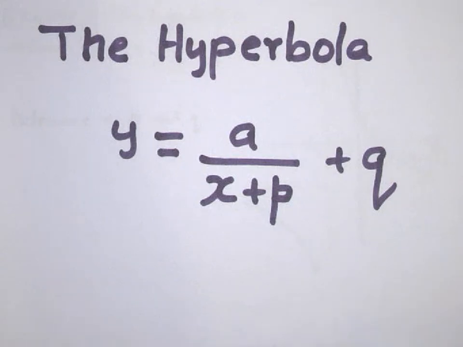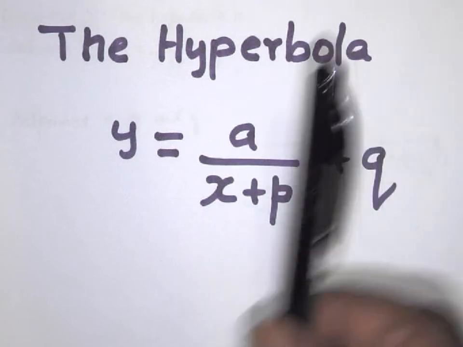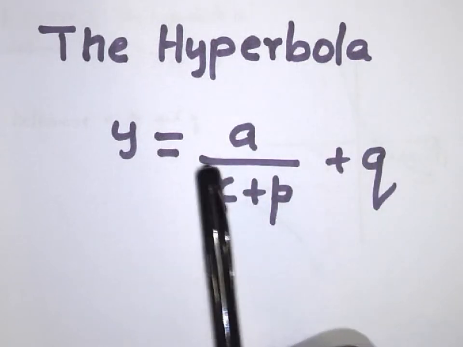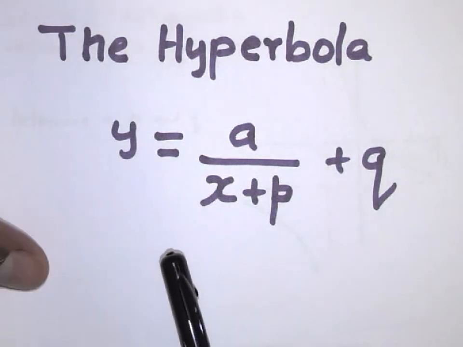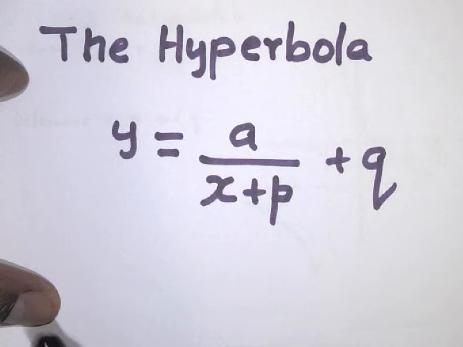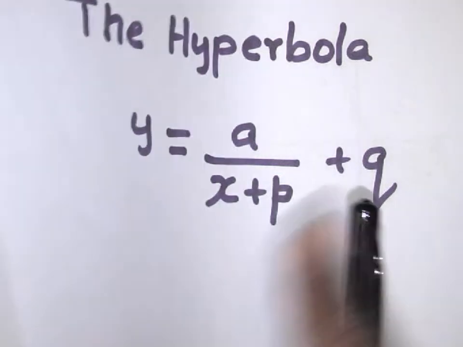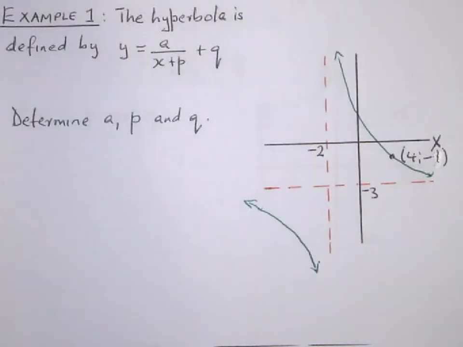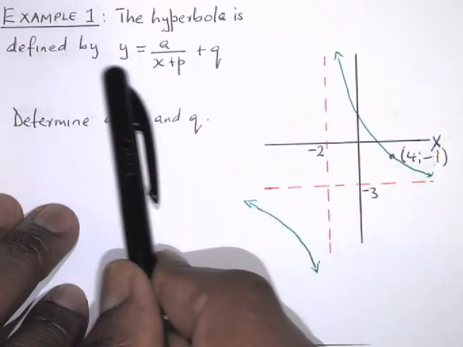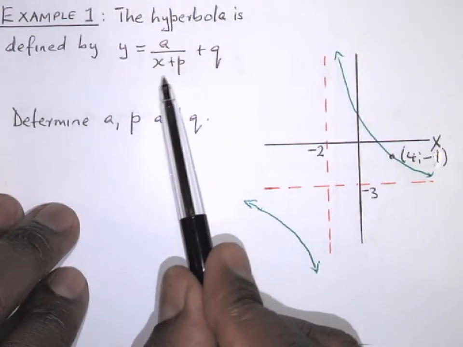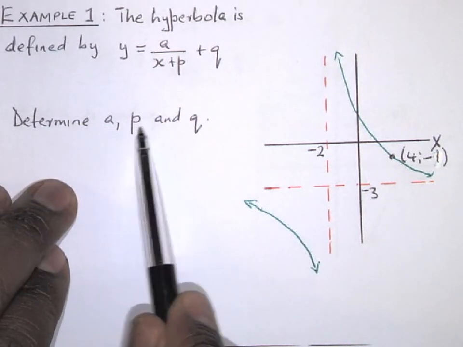Hi, in the previous video we looked at how we can draw a hyperbola if it is in the form y is equal to a over x plus p plus q. In this one we are going to look at how to find the equation of the hyperbola if the graph is already drawn. Let's look at this example. The hyperbola is defined by y is equal to a over x plus p plus q. We have to determine a, p, and q.